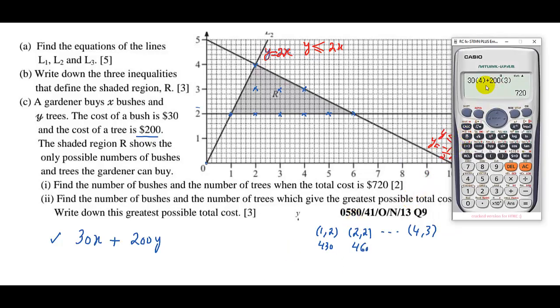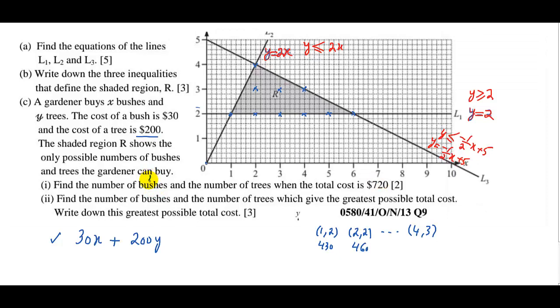So when we put in 4, 3, that is 4 bushes and 3 trees, we get the cost 720, exactly this cost. So the number of bushes should be 4 and the number of trees should be 3. Then this function will give us the cost of $720. So this is the answer to this part.